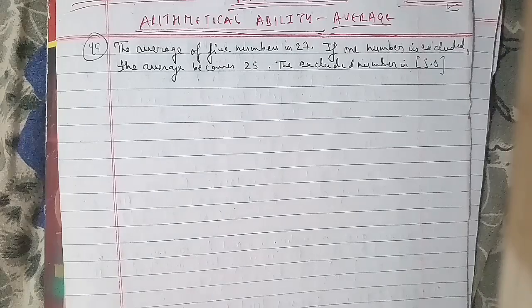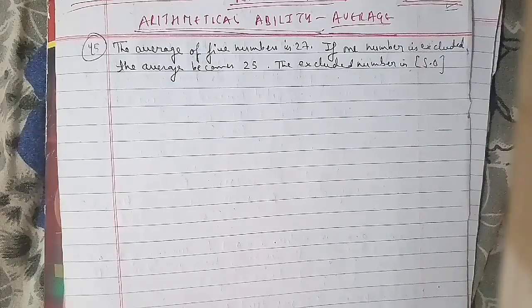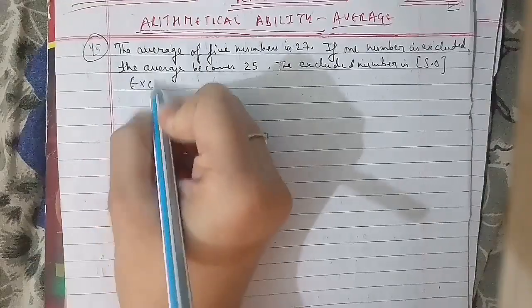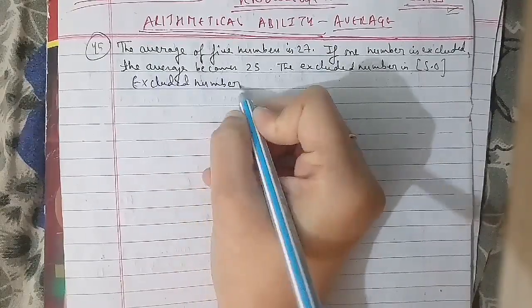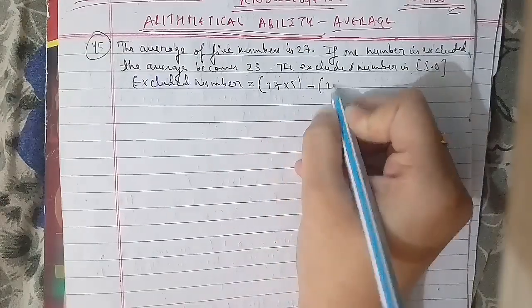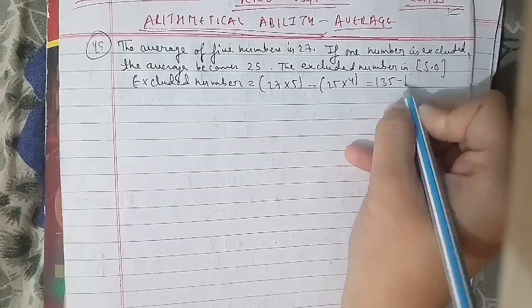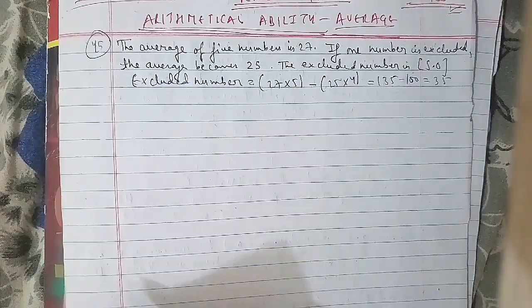Before answering it, I request you to try it from your side so that you will get to know whether you are able to do it or not. So, excluded number equals 27 into 5 minus 25 into 4, which equals 135 minus 100, which equals 35. That is the answer here.